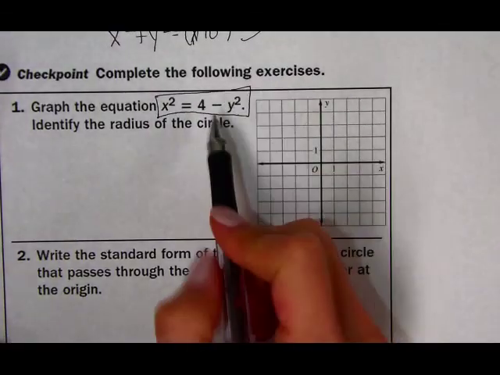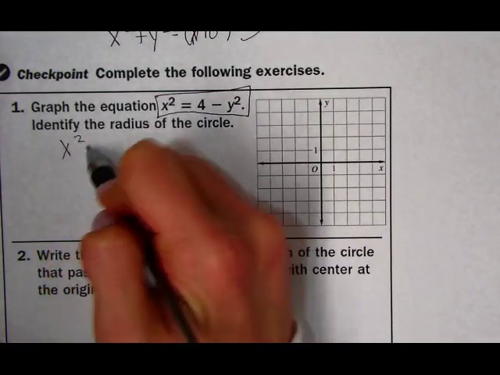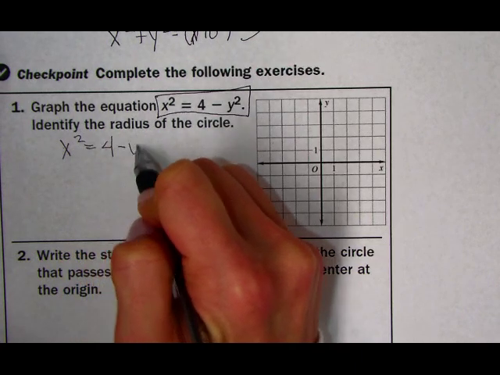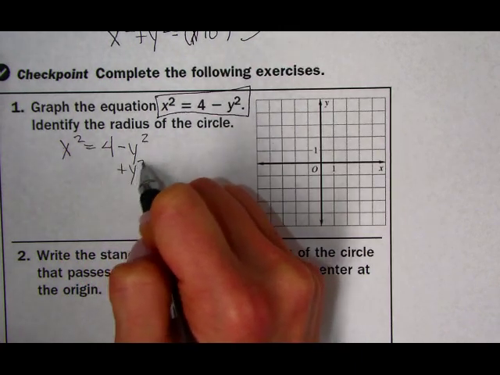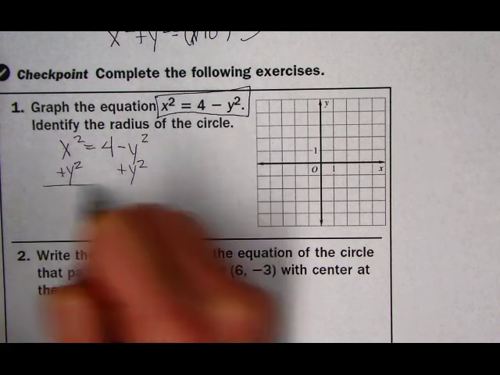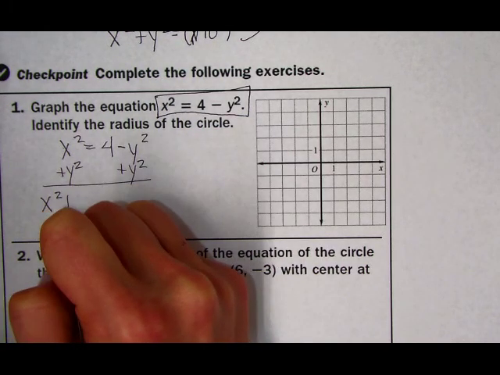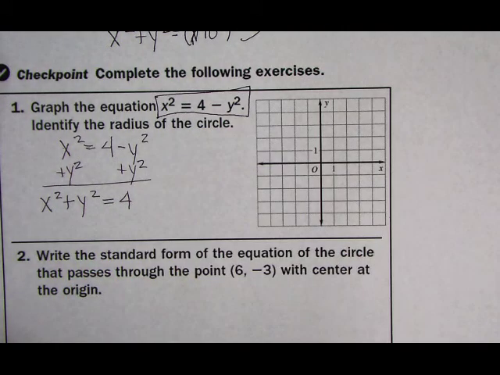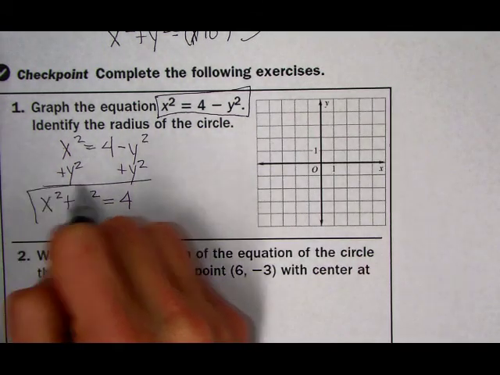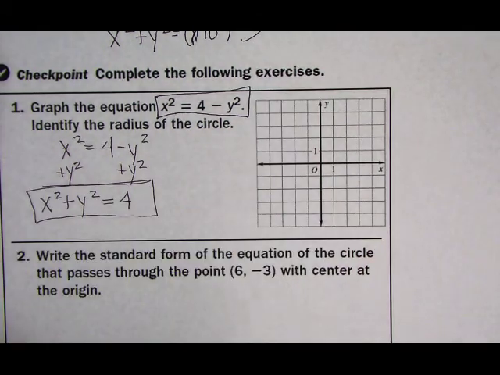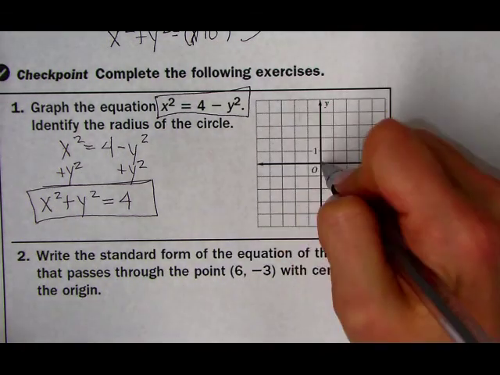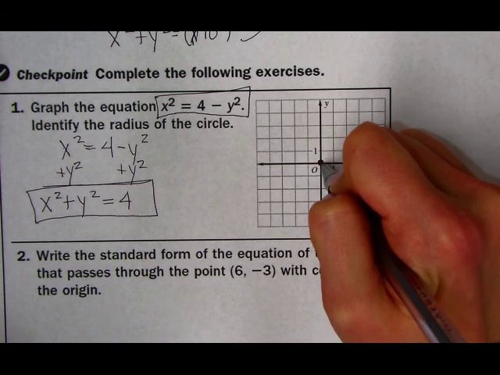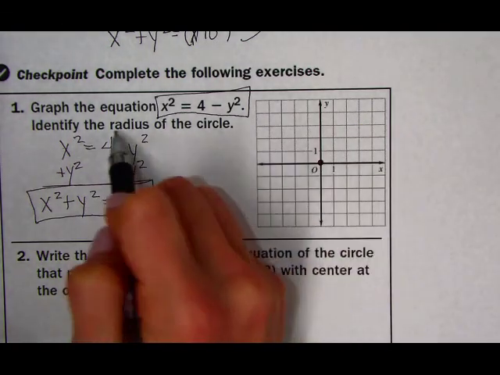So in this case I have to make sure I add, since I'm given x squared is equal to 4 minus y squared, I have to add my y squared to both sides so I can move it. So I get the standard form of x squared plus y squared is equal to 4. So that's my equation in standard form that I'm looking for now. My next step is to identify the center. So I know my center is at the origin 0, 0. And I also have to find the radius.